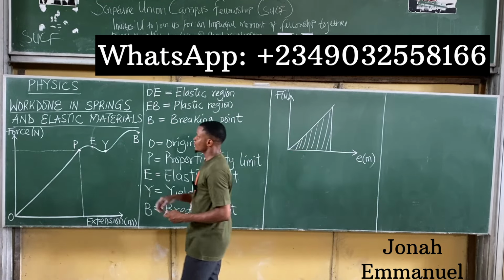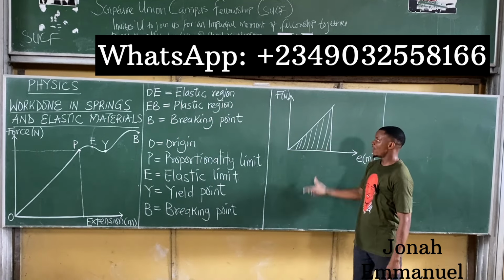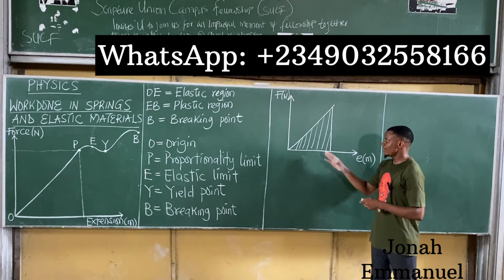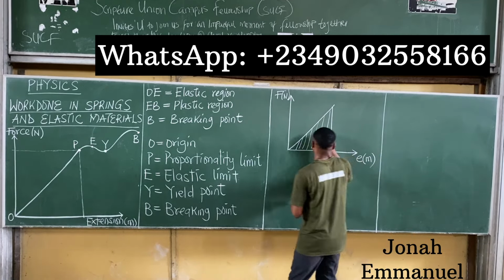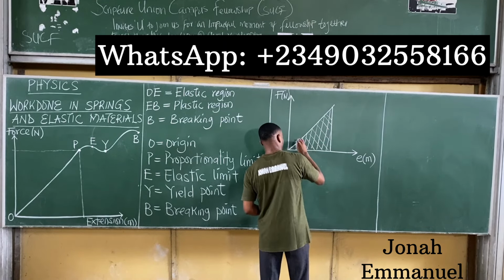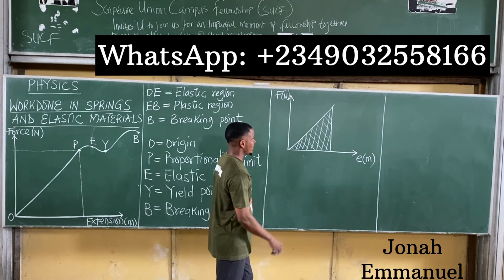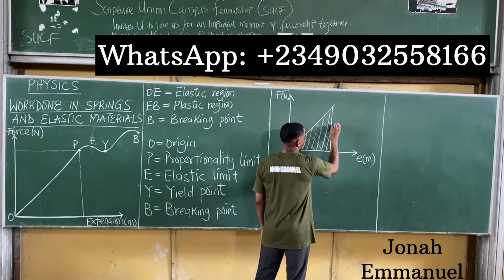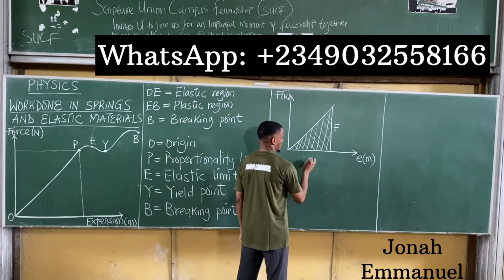All right, so the work done in spring is simply equal to the area under the force extension graph. That's all. So the area under the force extension graph, that's this part, the shaded region. This shaded part here is simply the work done in a spring. So to get it, you just have to find the area of this part here. If I look at this, we said this part here, which is my vertical part, is F. And then this part here, which is horizontal, is the extension.